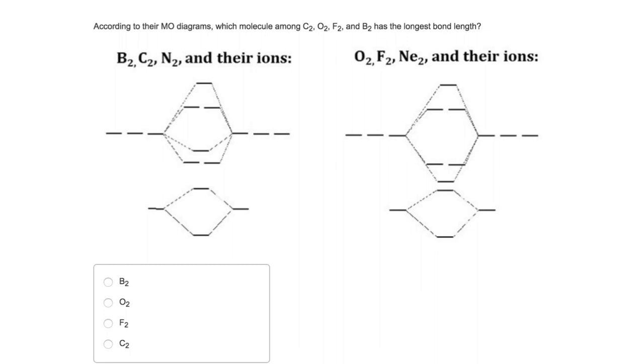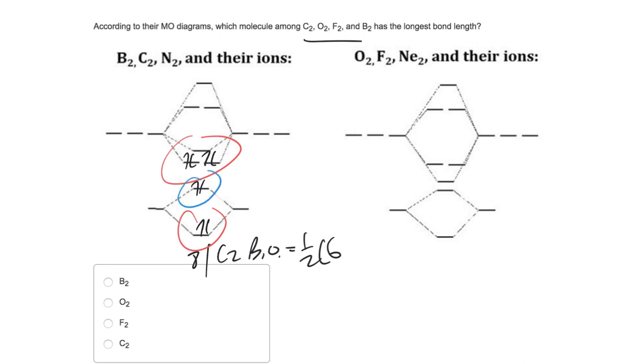So another question has us ranking bond lengths. So for C2, O2, F2, B2, and we're being told to consider their MO diagrams to make this ranking, or we're actually asking which one has the longest bond. And so if we go back to C2, where we had 8 electrons going into the molecule, so here we have a bond order for C2 of 1/2 times, we have 6 bonding electrons, so here are our bonding electrons, and then minus the 2 anti-bonding electrons for a bond order of 2. So C2, double bond.